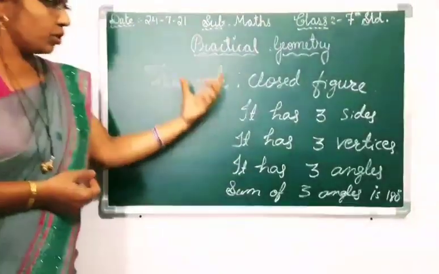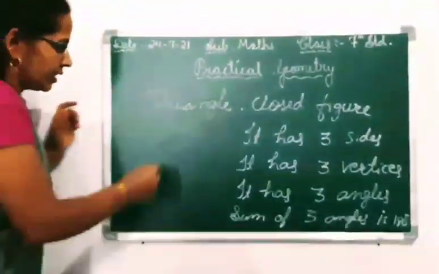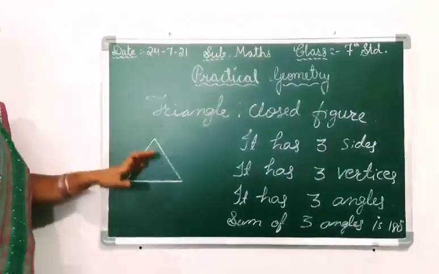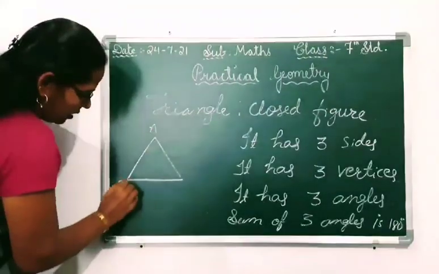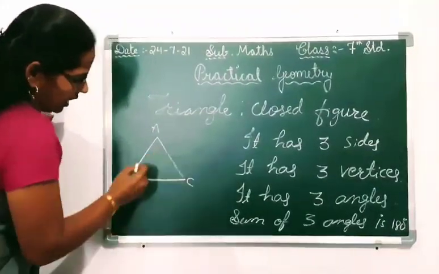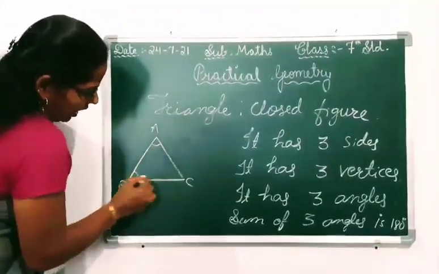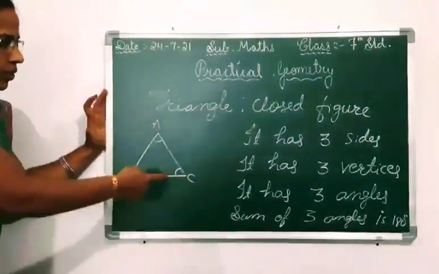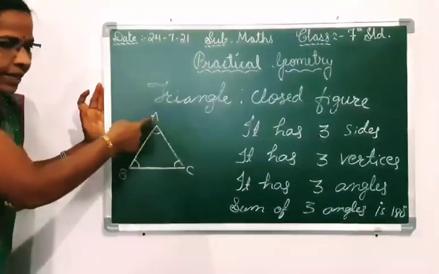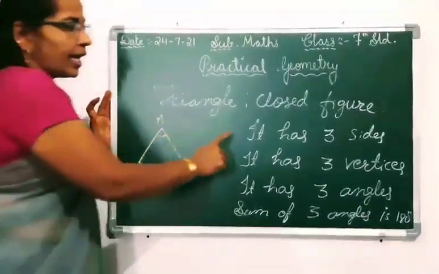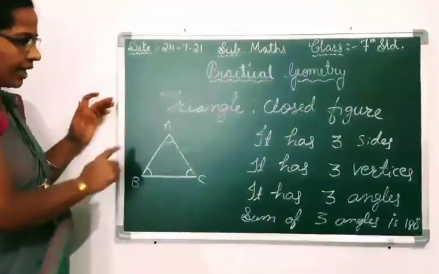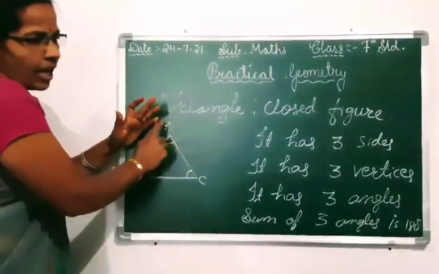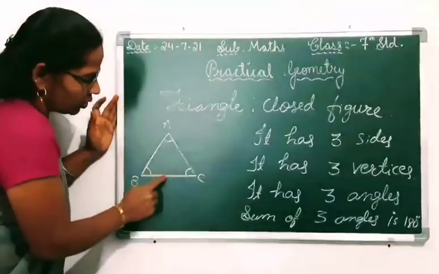See children, this is about a triangle. I will try and show you. This is a triangle A, B, C. See, what is the meaning of a triangle? A closed figure. You can observe it is a closed figure. It has 3 sides: AB, BC, CA. 1, 2, 3.